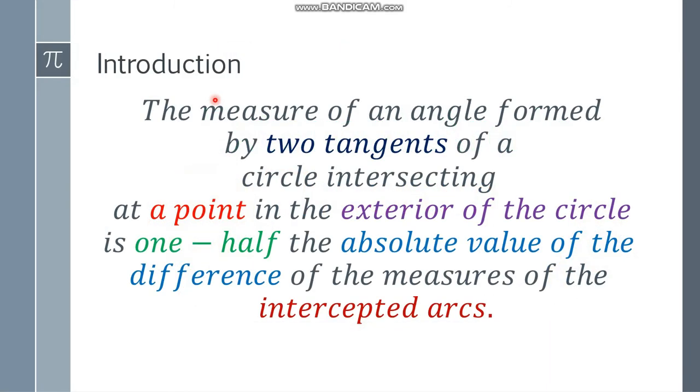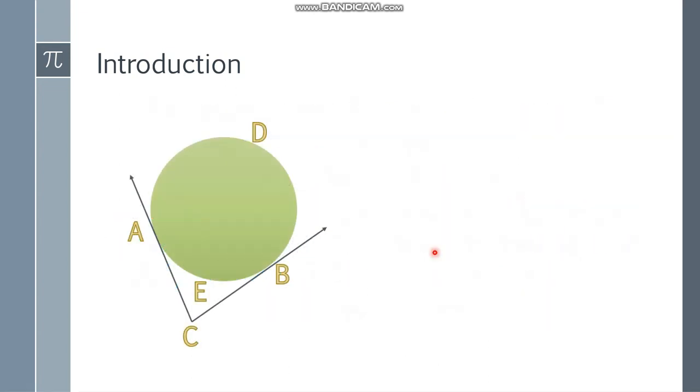So the measure of an angle formed by two tangents of a circle intersecting at a point in the exterior of the circle is 1/2 the absolute value of the difference of the measures of the intercepted arcs. So to easily understand it, here is the figure.